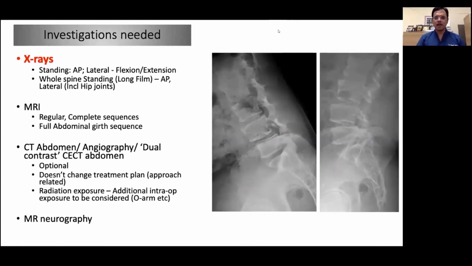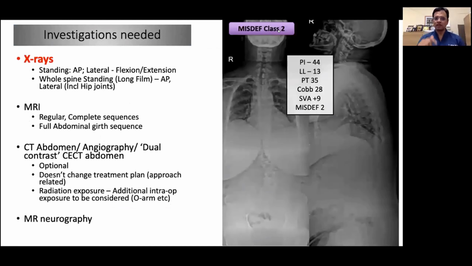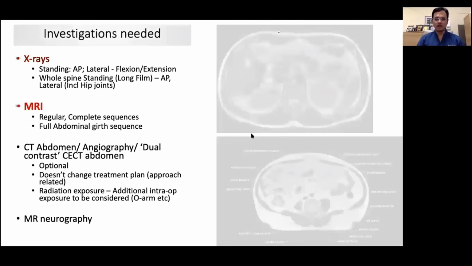We do, of course, lateral flexion extension as well as AP standing radiographs, as well as full-length, that is whole spine AP and lateral images, in order to calculate the spinal sagittal as well as coronal parameters, and to plan how much reduction or how much restoration of lordosis is required.